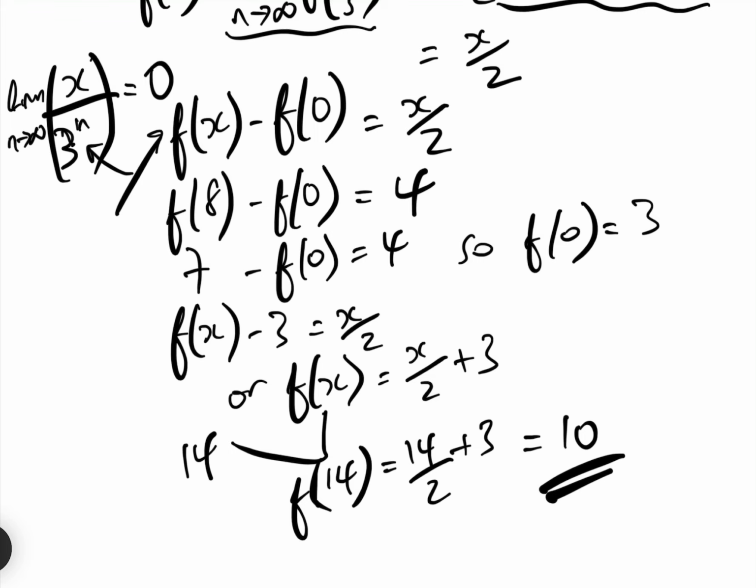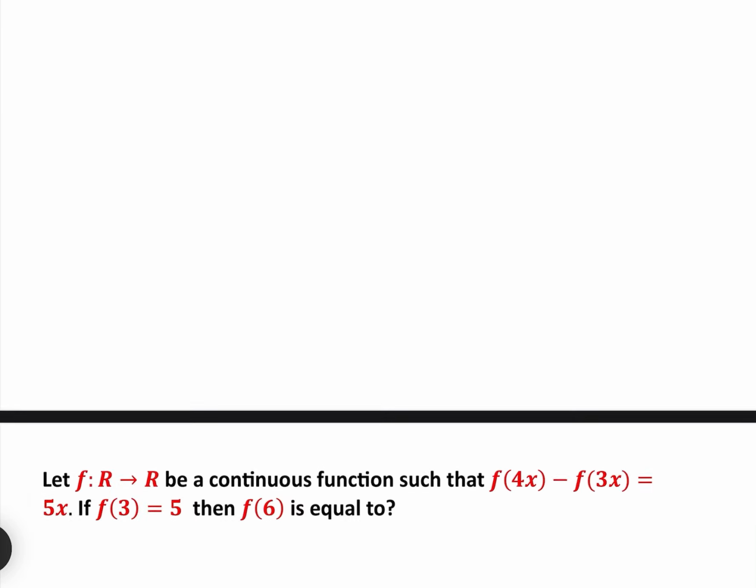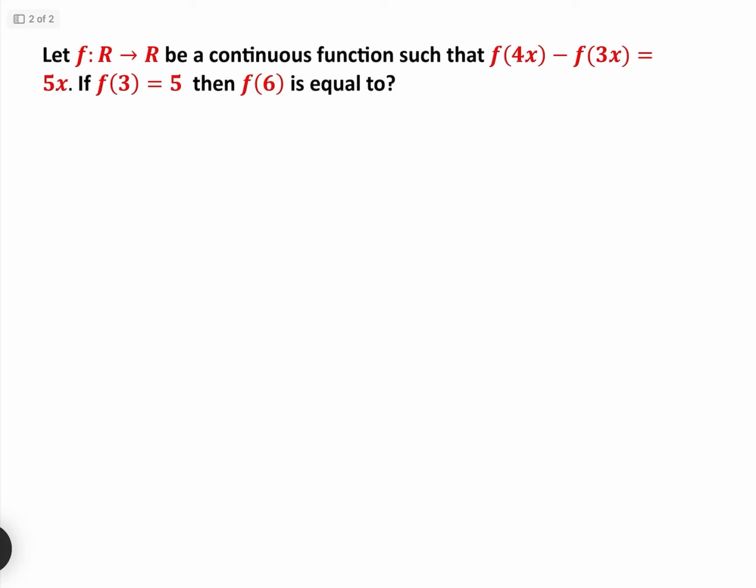Okay, let's do another one just to get more used to this method. Okay, so here's the next one. If anybody wants to pause the video, please do so now. Okay, so this one's slightly more complicated, but it's basically exactly the same method. We have f of 4x minus f of 3x equals 5x. If f of 3 is 5, then what is f of 6?